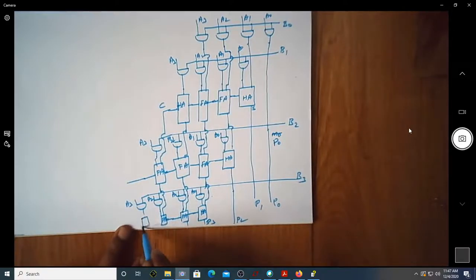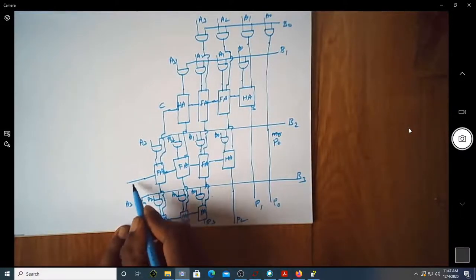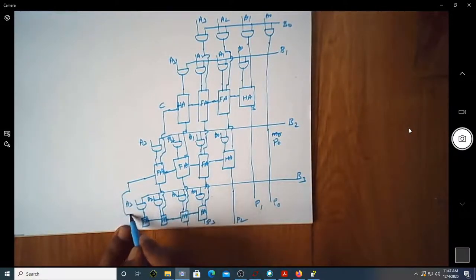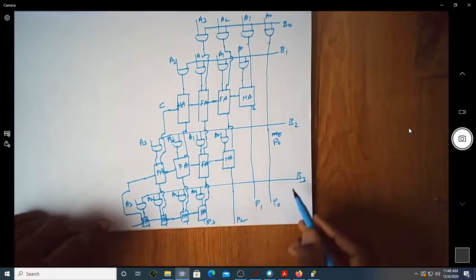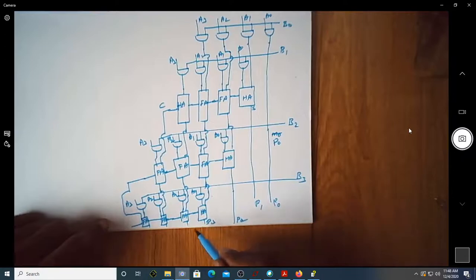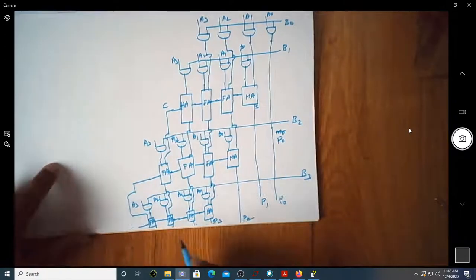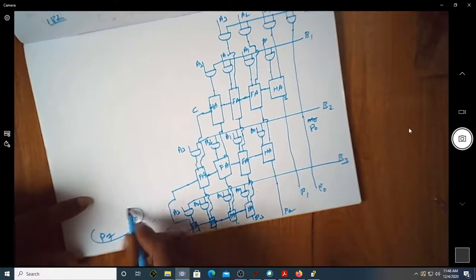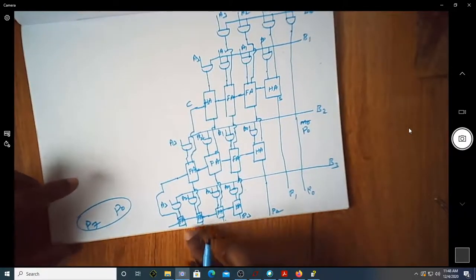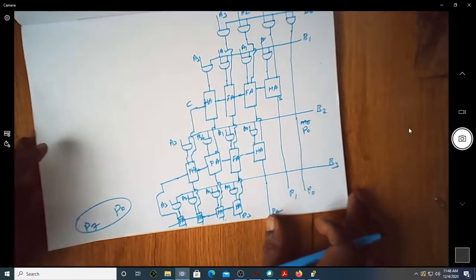And then over here you have one more full adder. The carry is coming from this, and the carry from the previous thing will be this. So you can see now you have P0, P1, P2, P3, P4, P5, P6, P7. So P0 to P7, that is the 8-bit binary output, would be the product of this particular thing.